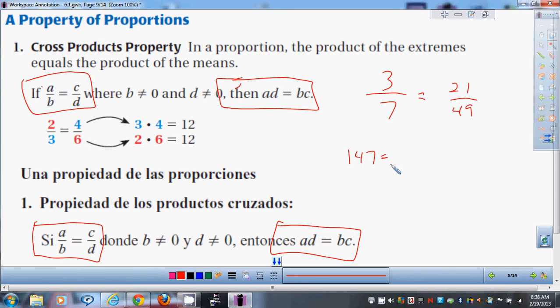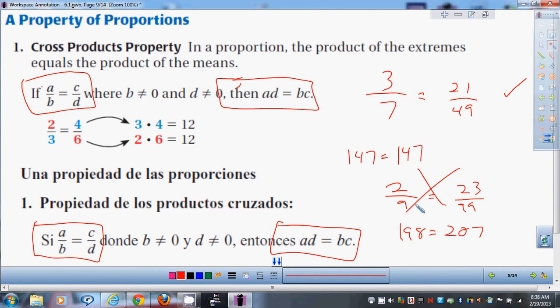And what is 7 times 21? Are they the same? So this proportion is true. What about 2/9 and 23/99? Is that the same? Try it before you say. What's 2 times 99? What's 9 times 23? Are they the same? No, this is a false proportion.